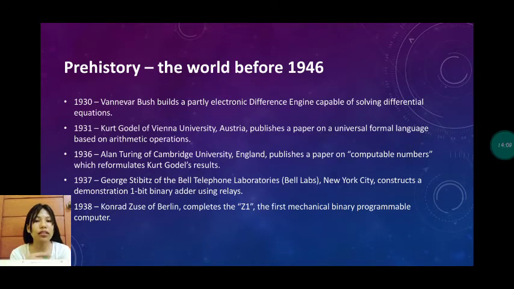In 1937, George Stibitz of the Bell Telephone Laboratories, Bell Labs, New York City, constructs a demonstration 1-bit binary adder using relays. And for 1938, Konrad Zuse of Berlin completes the Z1, the first mechanical binary programmable computer.